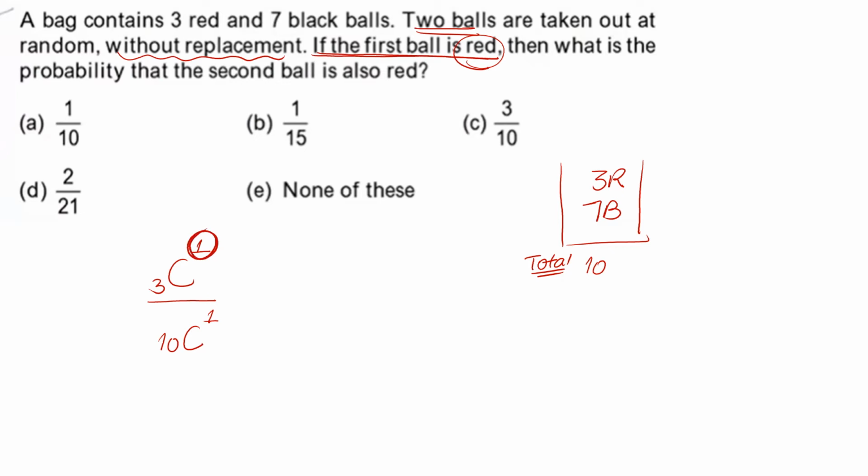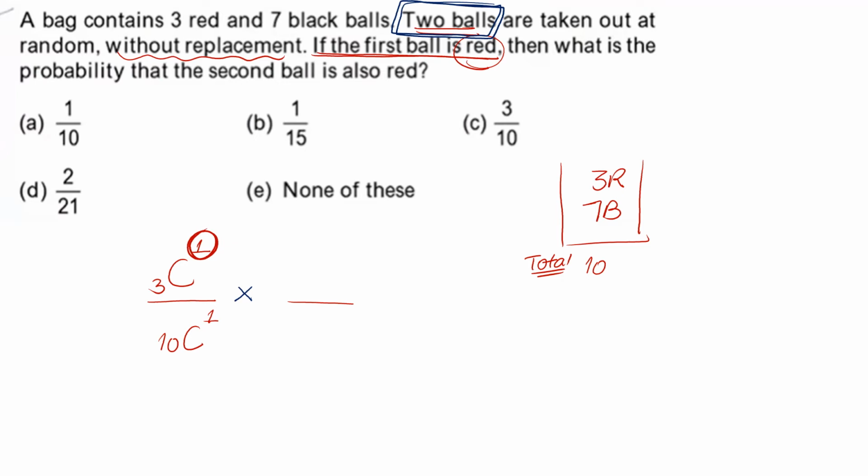Is my process or my work completed? No, my work is not completed. Why is it not completed? Because in total I have to draw 2 balls. So if my work is not completed, which sign will I put? I will put a multiplication sign. Until the work is completed, I have to put a multiplication sign.